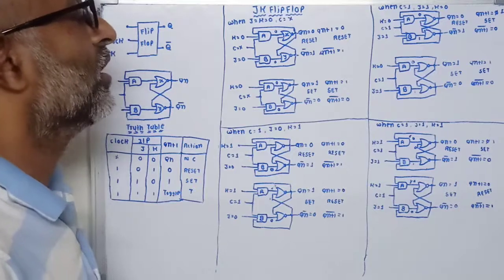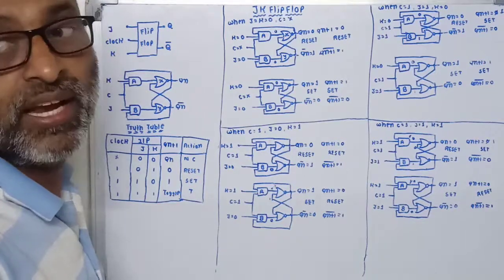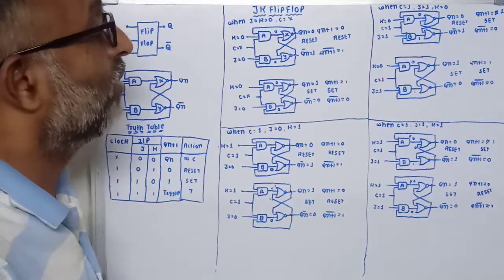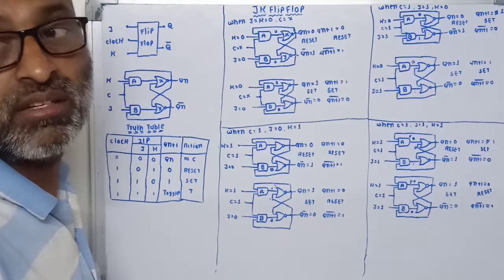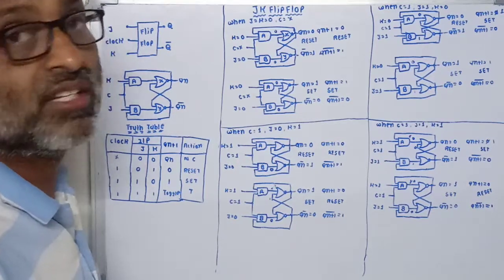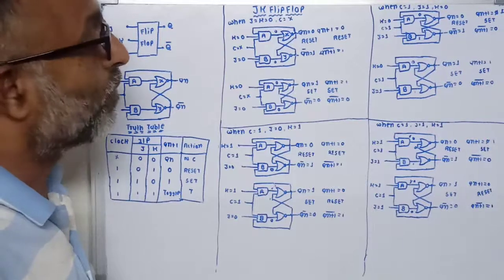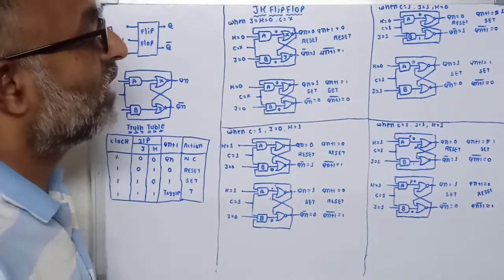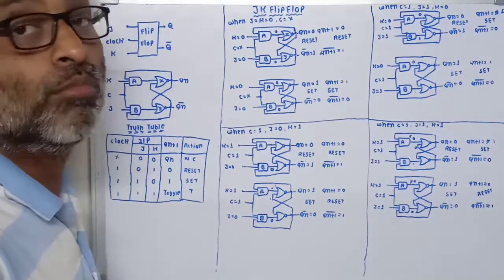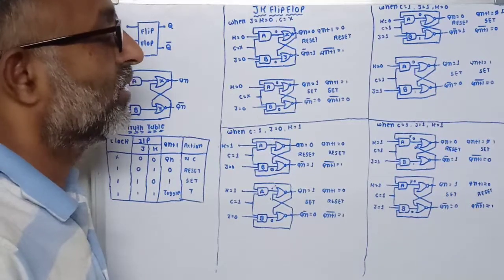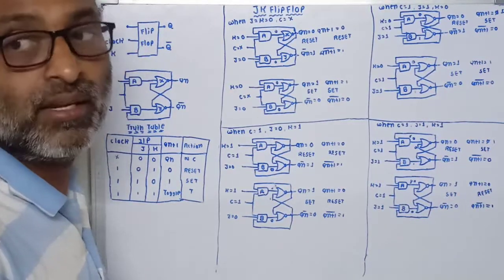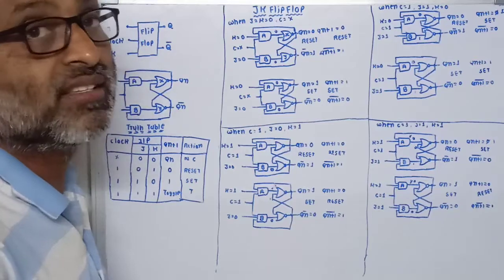So here when the clock signal, J and K are all at one level, our flip-flop toggles. That means if it is initially in reset condition, after applying the input, it moves into set condition. And if it is set, then it moves into reset condition.